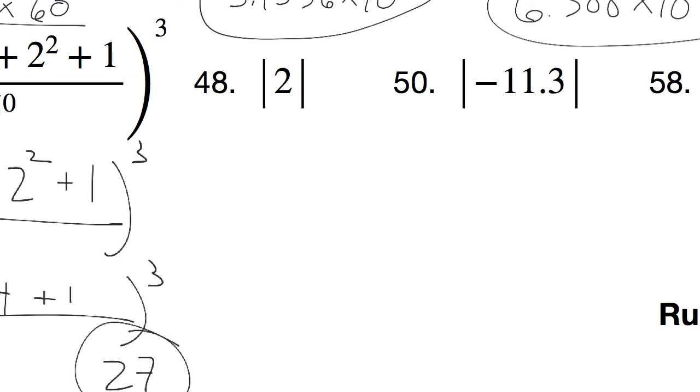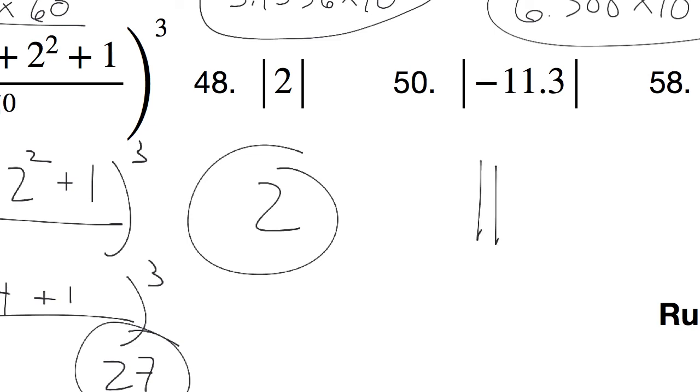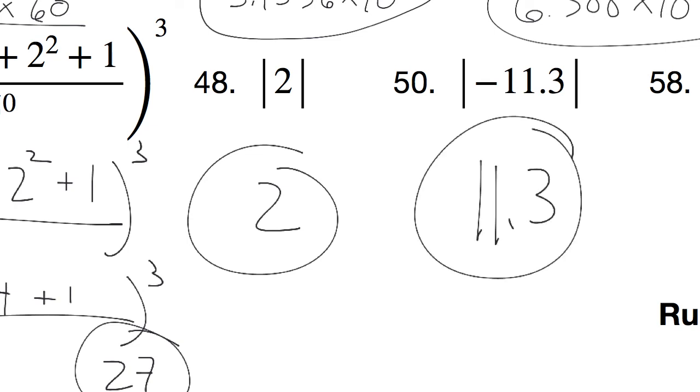Absolute values: if there's a number inside the absolute value, you always make it positive. The absolute value of negative 11.3 is going to be just positive 11.3. And when you're simplifying absolute values, always make it positive.